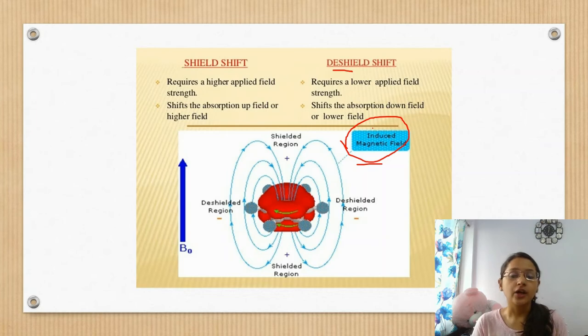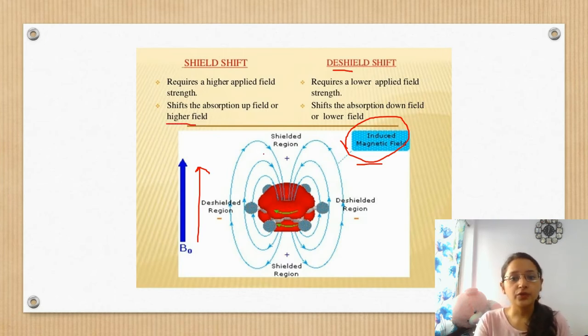Now it is going downfield. Downfield here suggests that the chemical shift value is increasing. When the induced magnetic field is not that high, the electron density around the nucleus is not so good, so the applied magnetic field strength increases. Now the chemical shift value in this case is not increasing; rather, it is decreasing. So it is higher field.